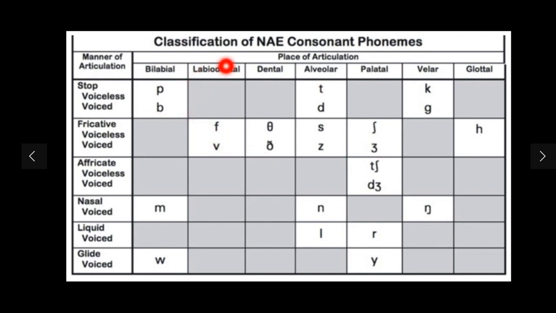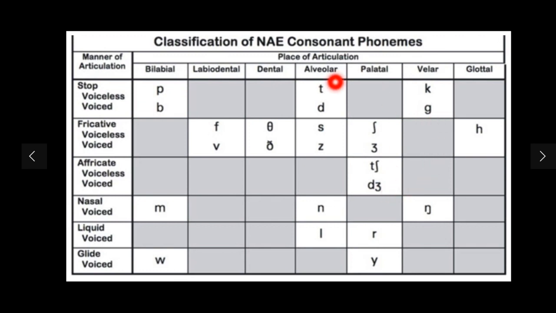This chart is more visible for classifying consonant phonemes. Manner of articulation you can see vertically, and places of articulation horizontally. So stop, voiceless, and you can see p and b. Bilabial is the place of articulation, and stop is the manner of articulation. By voicing, p is voiceless and b is voiced. Similarly, you can see t, that is alveolar, place of articulation. By manner, it is stop, and by voicing, it is voiceless. D is the voiced one. Alveolar by place, manner stop, voicing voiced. Velar, k and g. K is velar by place, manner would be stop, and k is voiceless and g would be the voiced one, right?